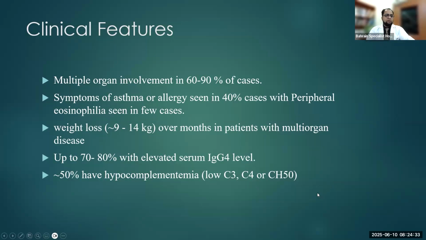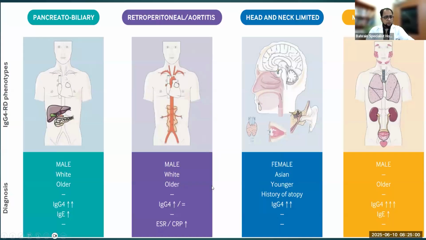There is notable weight loss of 9 to 14 kgs seen over months, documented in multi-organ disease. And there is an increase in serum IgG4 levels, seen in 70 to 80% of cases, while around 20% of cases can show normal IgG4 levels. Now, the complement level is low in about half of the patients. The reason for low complement is the binding of the remaining IgGs, the IgG1, G2, G3, which are also slightly increased. These bind to the complement and get deposited in the kidneys and other organs.